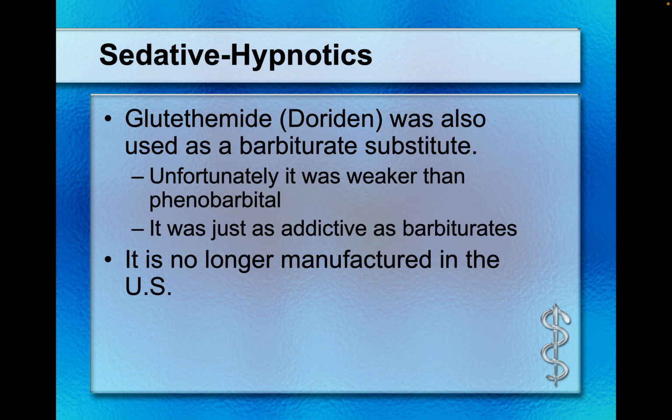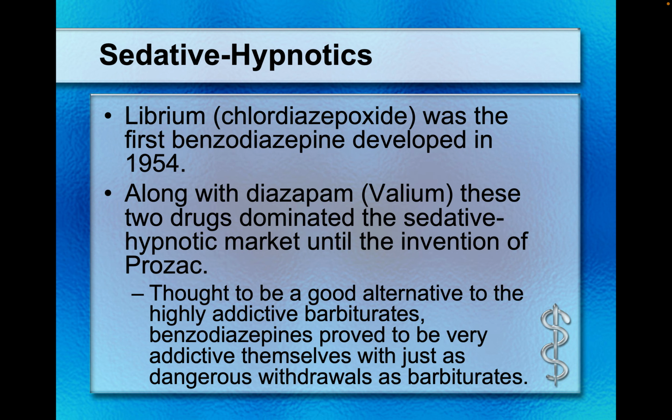Glutethimide, or Doriden, was also used as a barbiturate substitute. Unfortunately, it was weaker than phenobarbital. It was just as addictive as barbiturates. It is no longer manufactured in the United States.